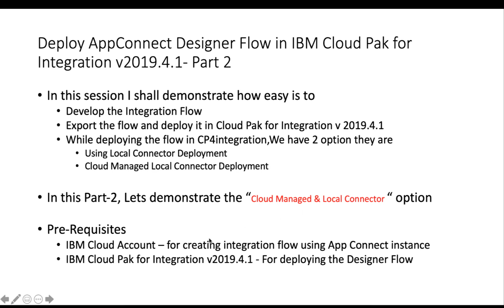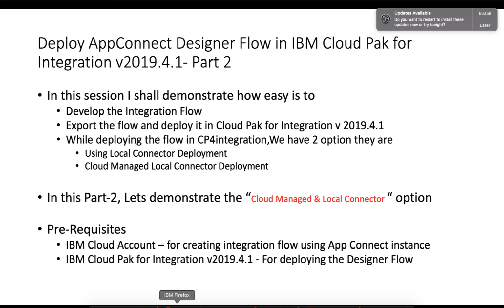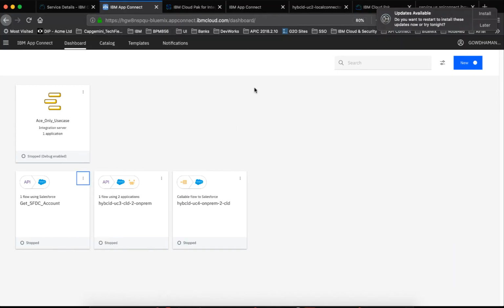As I mentioned, the prerequisite is that you should have a cloud account with the App Connect instance. So please watch part one. In part one, I have talked about how to create an App Connect instance and how to create the flow. In continuation of part one, I'm going to make use of the same flow. It is nothing but the API flow, which would retrieve the account ID and account name from salesforce.com. The parameter that we pass is account name.